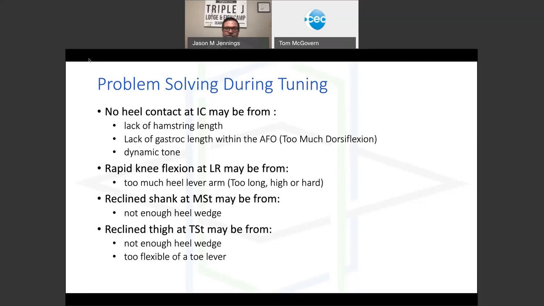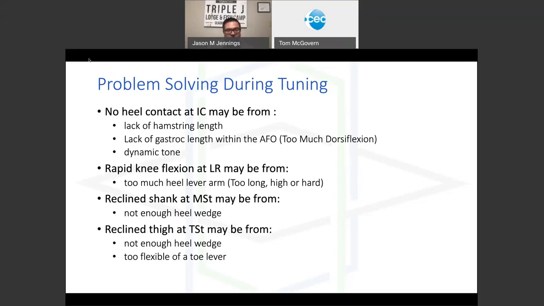And the dynamic tone patients are really difficult. It's much, much easier when you're dealing with a flaccid patient. Rapid knee flexion at loading response might be because the heel lever is too long. And what causes a long heel lever? Either the shoe is too hard, or the heel wedge is too hard, or there's too high of a heel. You've artificially lengthened the heel lever arm in your orthotic design, and you made the heel lever arm too long. A reclined shank might mean that you don't have enough heel wedge, or the patient changed shoes.